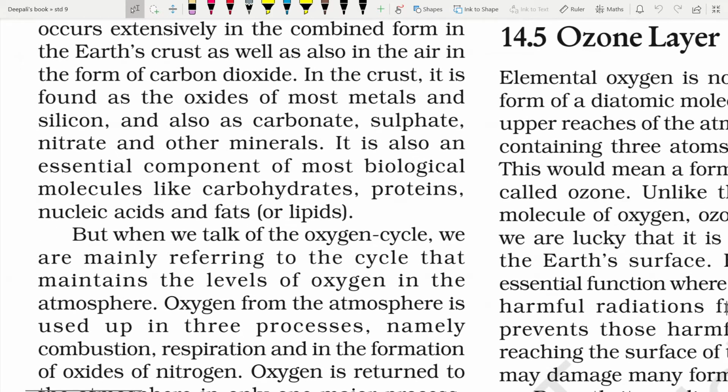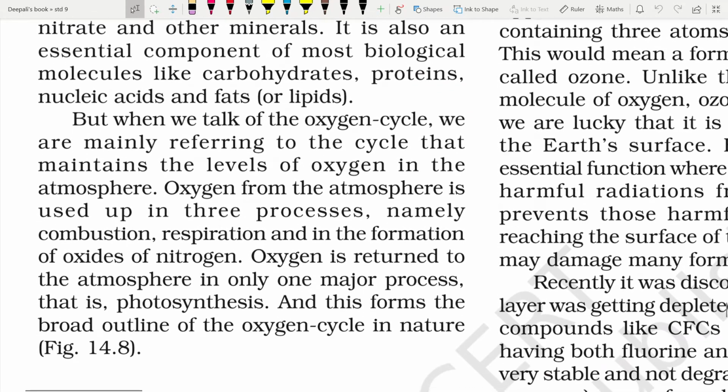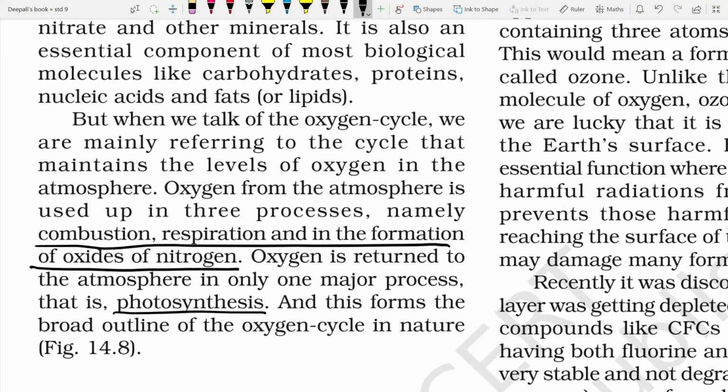But when we talk of the oxygen cycle, we are certainly referring to a cycle that maintains the level of oxygen in the atmosphere. Oxygen from the atmosphere is used up in three processes, mainly combustion, respiration, and formation of oxides of nitrogen. Oxygen is returned to the atmosphere in only one major process, that is photosynthesis. And this is the outline of the oxygen cycle in nature.